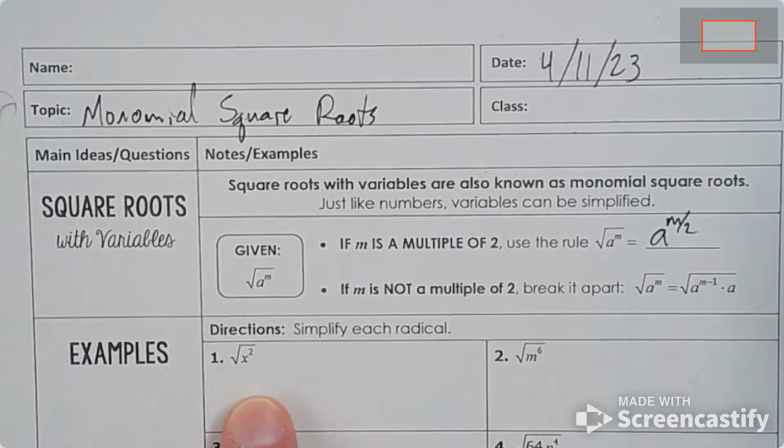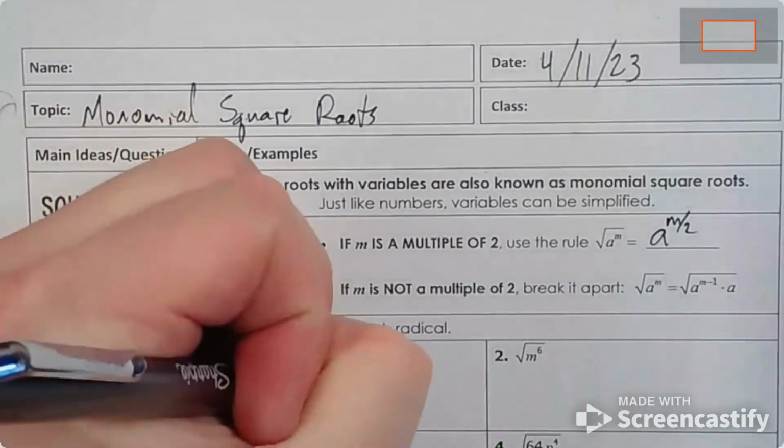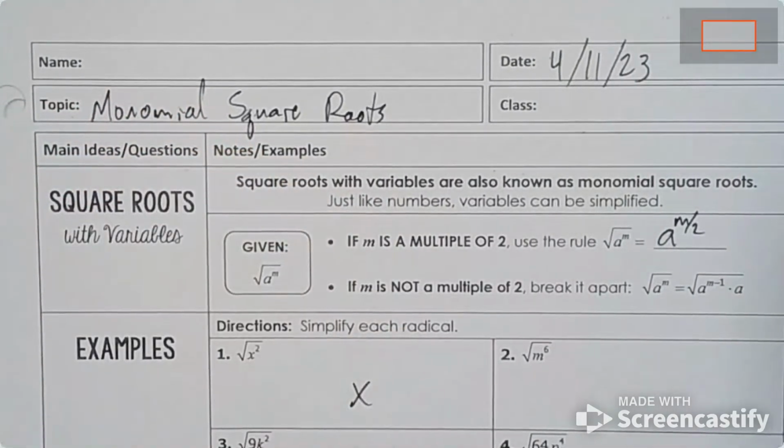X times itself, which would be x times x. So the square root of x squared, ready for this? It's x. If you undo something being squared, all you end up with is that thing.